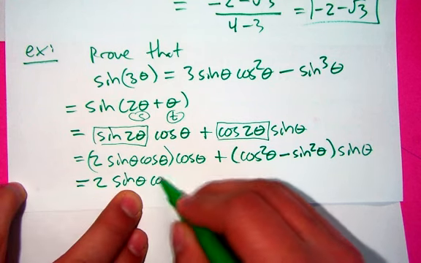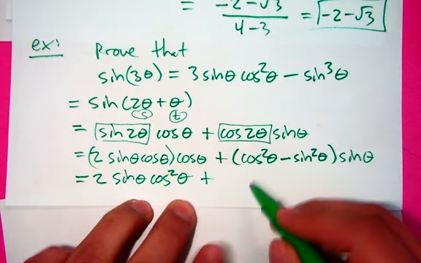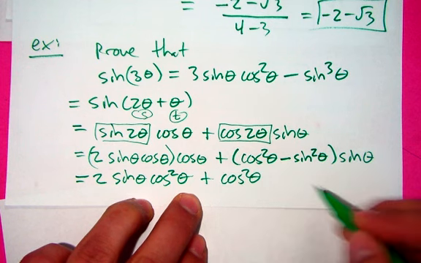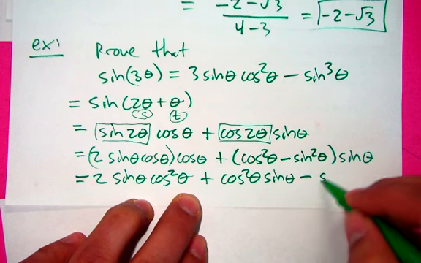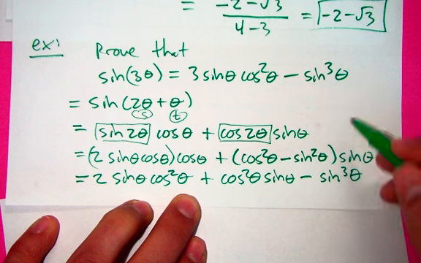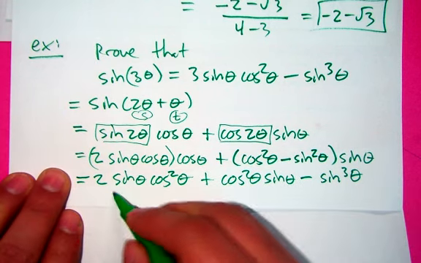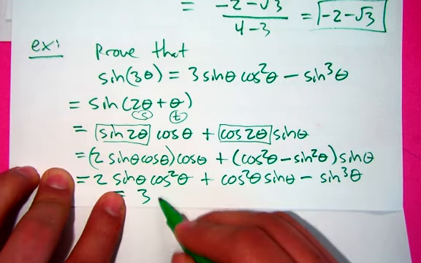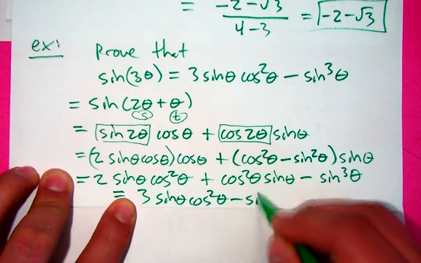So, 2 what? Sine cosine squared theta, good, plus cosine squared theta sine theta minus sine cubed. Well, that's good. We wanted to have a sine cubed in there, right? And actually, we can combine like terms. 3 sine theta cosine squared theta minus sine cubed theta.